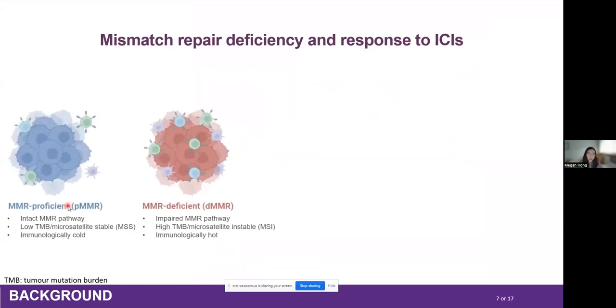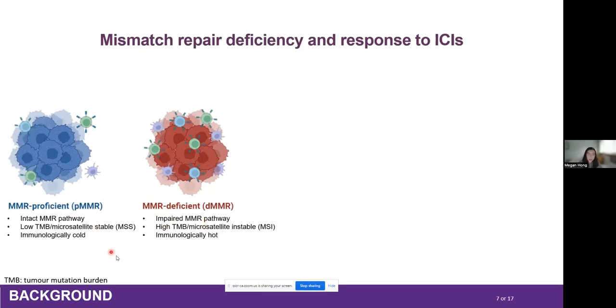For a majority of cancers, the tumors are often mismatch repair proficient, which means they have an intact mismatch repair pathway, so they have low tumor mutation burden, they're microsatellite stable, and as a result, they're immunologically cold. Whereas for tumors that are mismatch repair deficient, they have an impaired DNA mismatch repair pathway, so they have a higher tumor mutation burden and they're microsatellite unstable. And as a result, they're more immunologically hot.